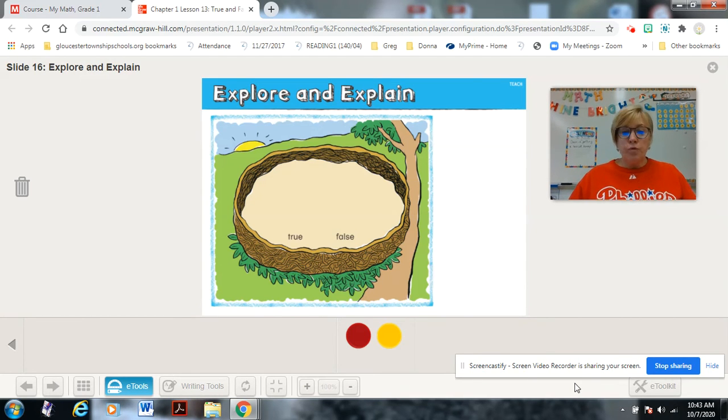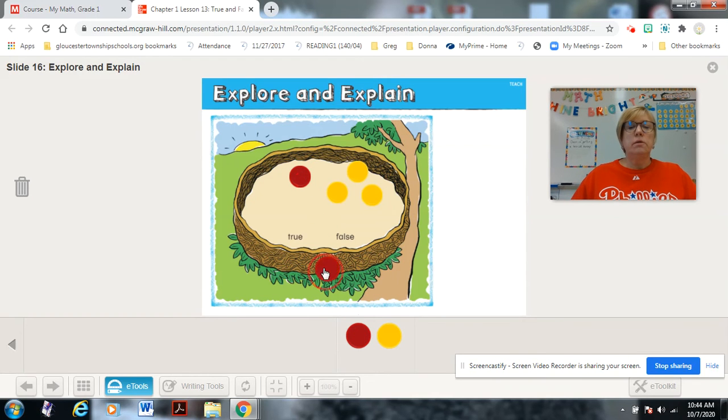So as I read it to you, I would like you to move the counters, okay? It starts with, there are 3 yellow eggs. 1, 2, 3. You need to move your counters into the nest, 3 yellow, all right, and 3 red eggs. Ooh, very colorful bird eggs.